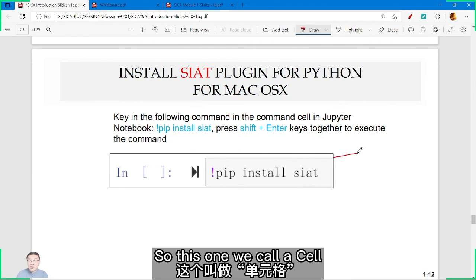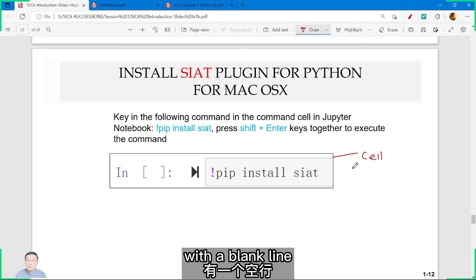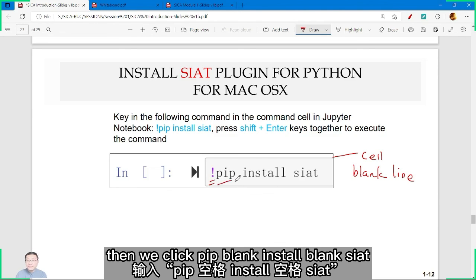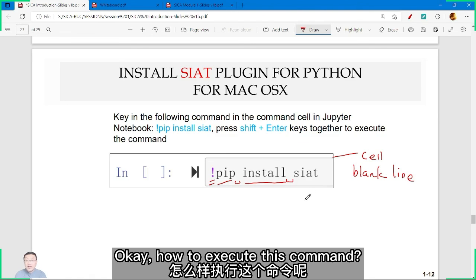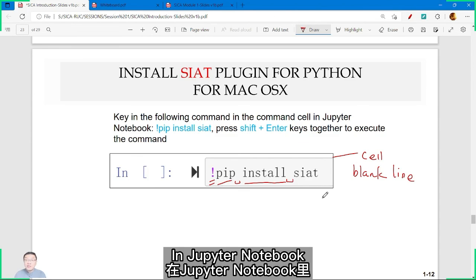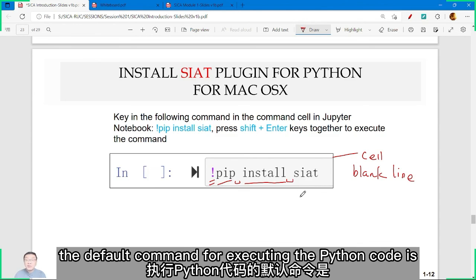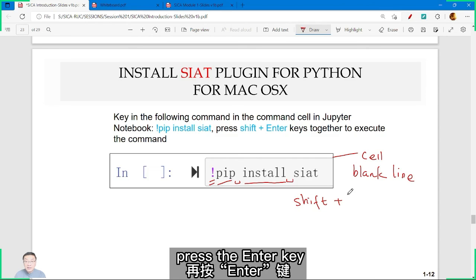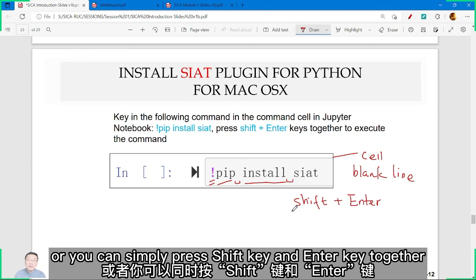This one we call a cell, which is a blank line. In this line, we click first, then type pip, blank, install, blank, the package name. Okay, how do we execute this command? In Jupyter Notebook, the default way to execute Python code is to press the Shift key first and hold it, then press the Enter key. Or you can simply press Shift and Enter together.